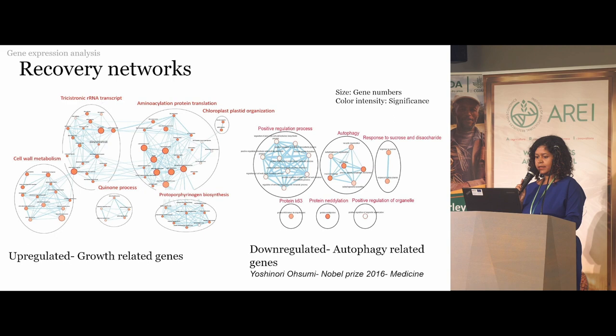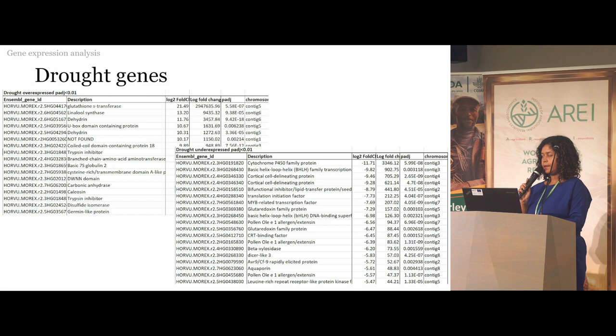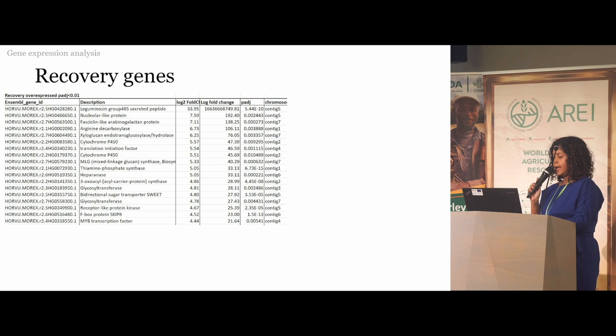Then I'm going to show some of the list of upregulated genes in drought, which includes genes related to stress, like dehydrin and glutathione S-transferase, and the genes related to growth and development, which are downregulated in drought. Similarly, during recovery, these are the list of genes that went up, and the list of genes that are downregulated, including the retrovirus-related genes.